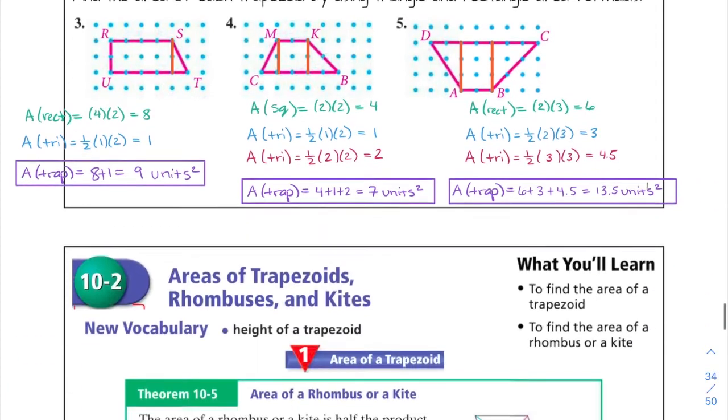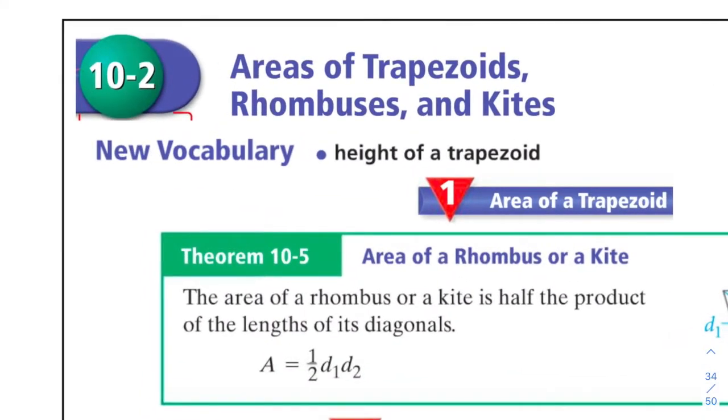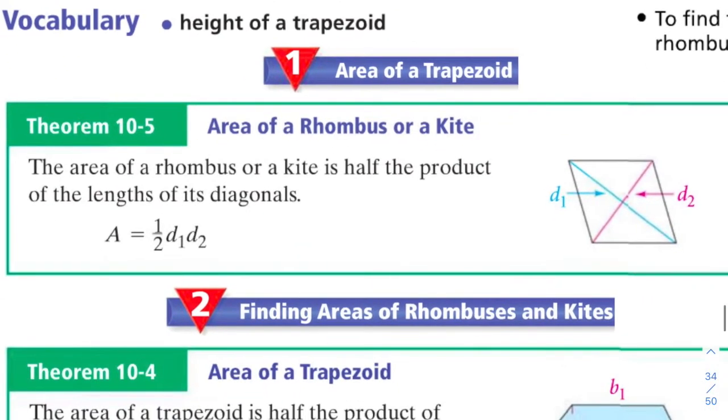All right, so today we're doing section 10.2, areas of trapezoids, rhombuses, and kites. Rhombuses and kites follow the same formula. Trapezoids have a different one, and we'll go over those. So the area of a rhombus or a kite is quite simple. It is 1/2 of diameter 1 times diameter 2.